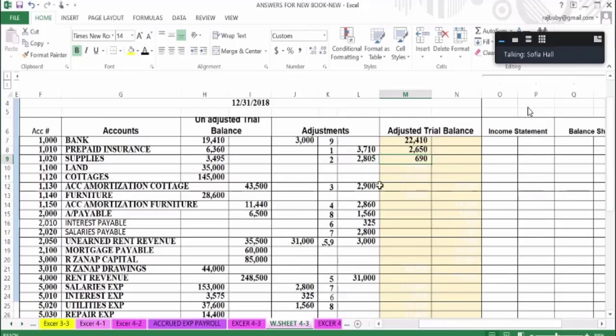And land same, nothing happened for land. And accumulated depreciation, you have credit balance and also in the adjusted also you have credit. If it is credit both, you are going to add together and put it there. This one also same, cottages.